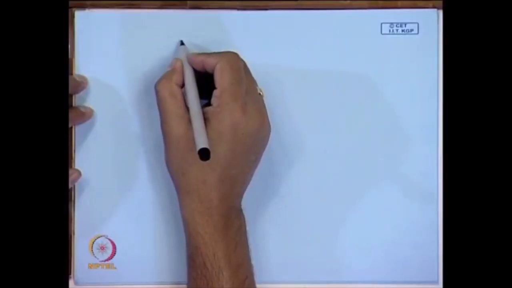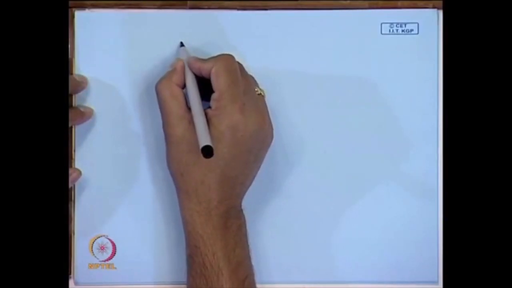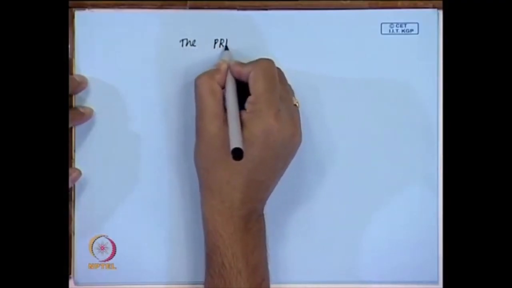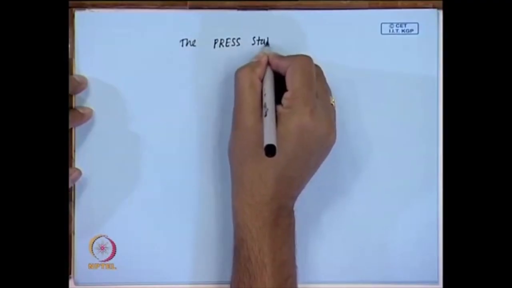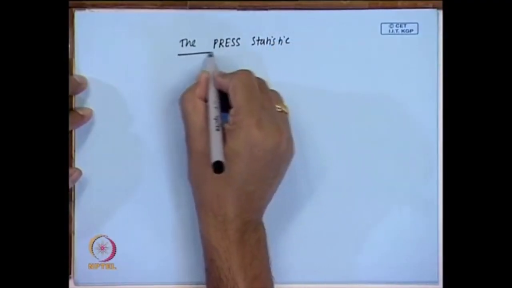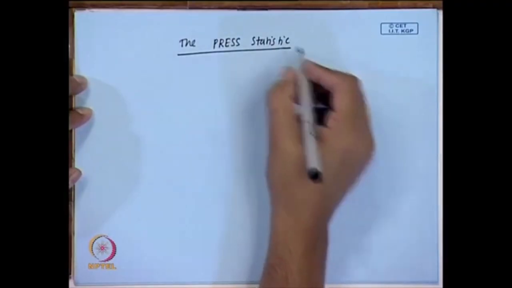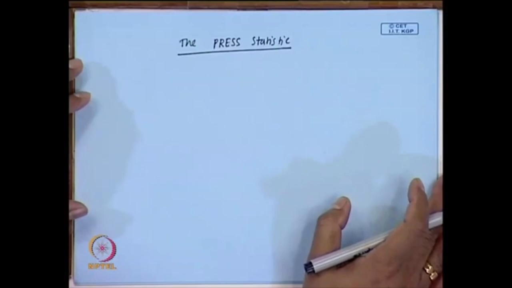And in the last module, because of the time constraint, I could not talk about one thing that is called the PRESS statistic. This is not a part of this module, but I have some time today, so I just want to talk about the PRESS statistic now, and then I will stop. Note that this is not a part of this module. This is one thing I wanted to talk about in the previous module, that is, in model adequacy checking.